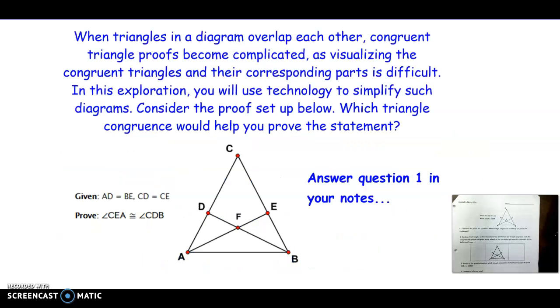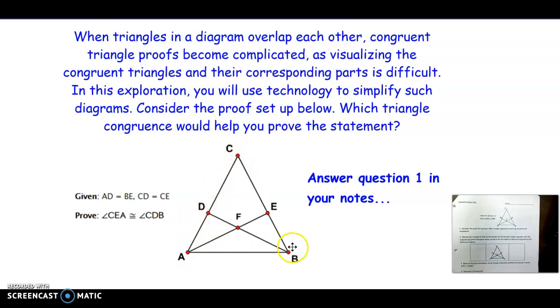So when you have triangles in a diagram that are overlapping each other, sometimes the congruent triangle proofs become a little more complicated because it's difficult to visualize which triangles you need in order to look at the corresponding parts. So in this exploration, we're going to use the animation to help us see the two triangles that we need to pull out in order to do this proof. So look at question 1 in your notes.